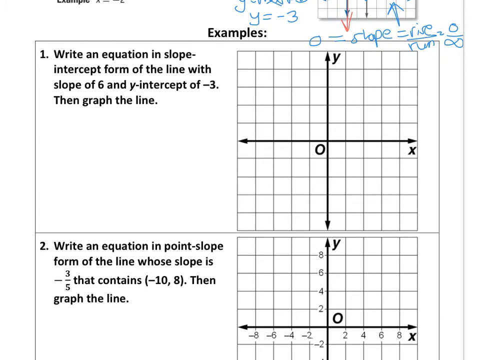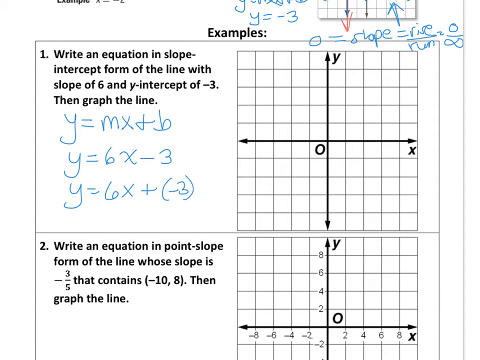Write an equation in slope-intercept form of the line with a slope of 6 and a y-intercept of -3, then graph the line. So pretty easy here. y equals mx plus b. We know that m is, we're told, 6, and the y-intercept is -3. So I could write that as 6x plus a -3 if I wanted to, or I could just write -3.